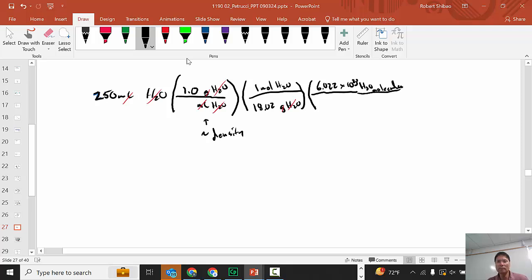Per mole of water, per mole of water molecules. And so moles of water cancel. That leaves me with the water molecules. These are your average water molecules. And then what can we do?